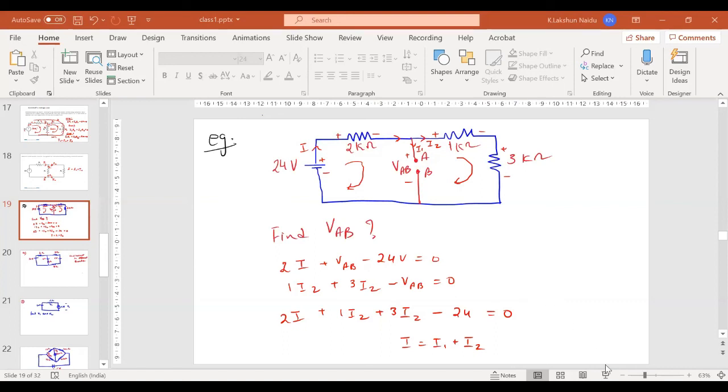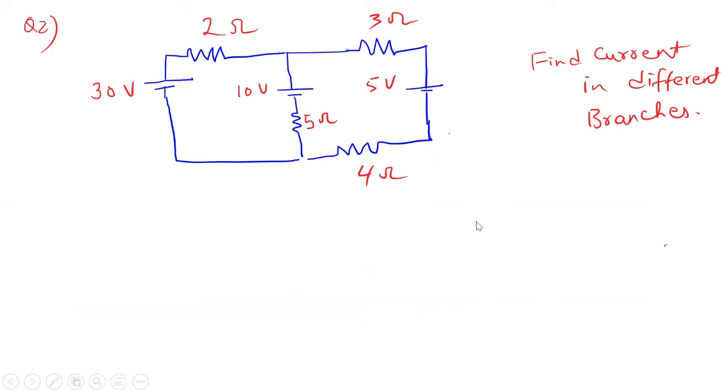Okay, those who have finished, we can discuss. Make this circuit and try this also. Find what are the currents in different branches. Let this be a homework, this circuit. We have three different voltages, 30 volts, 10 volts and 5 volts, and four resistors. You try this at home. Tomorrow we discuss this problem and we will continue.